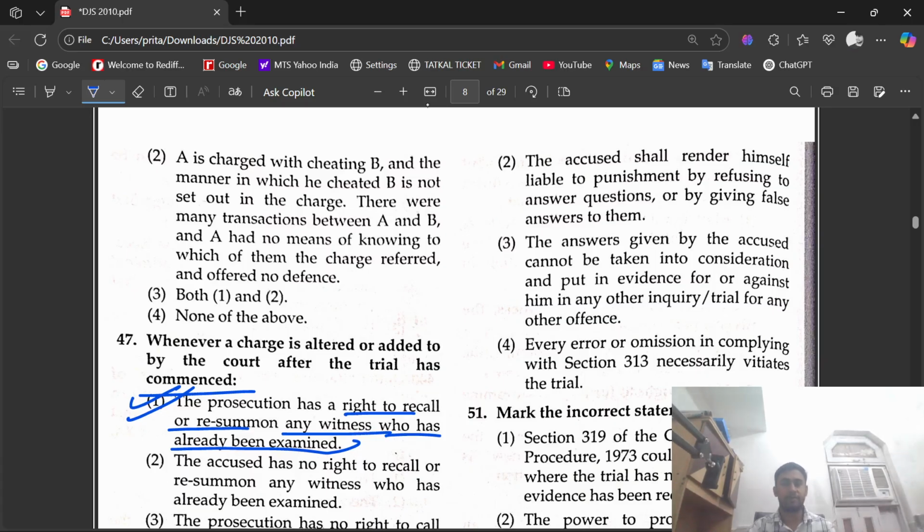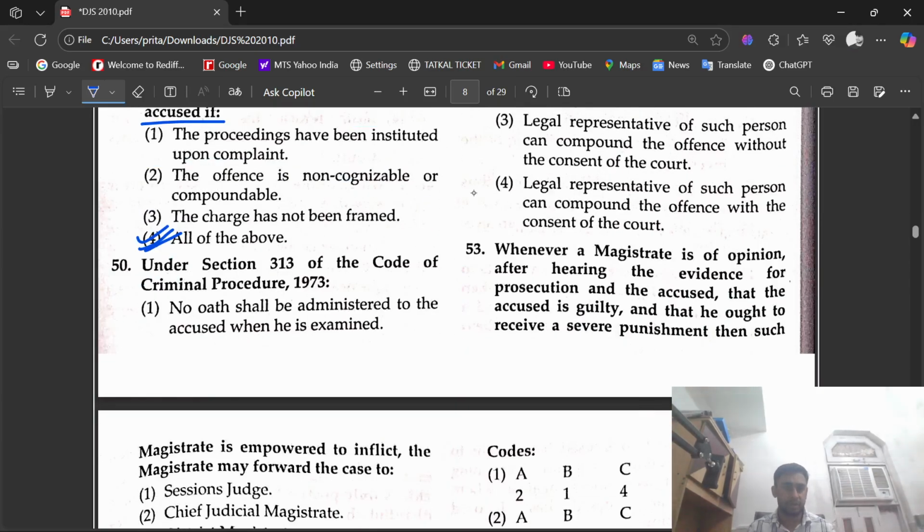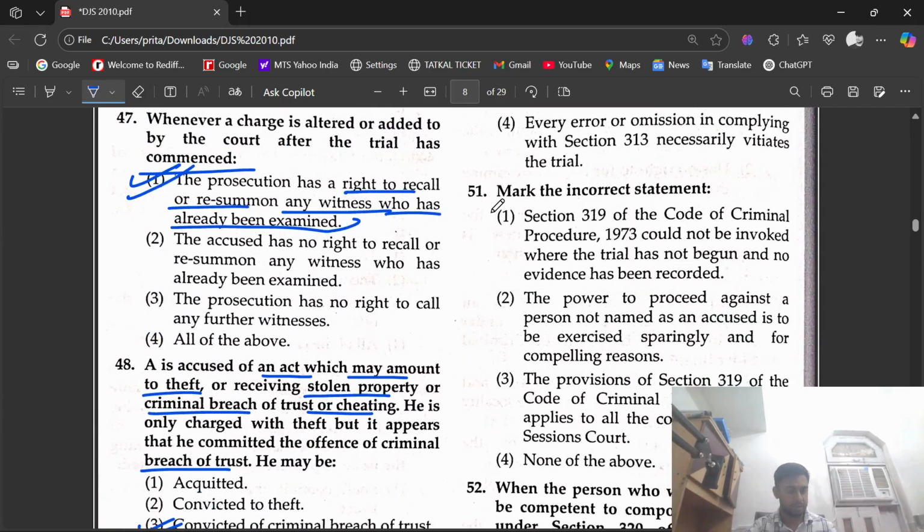The right option for question number 50 is option first, that no oath shall be administered to the accused when he is examined. Question number 51. What does question number 51 say? Mark the incorrect statement.